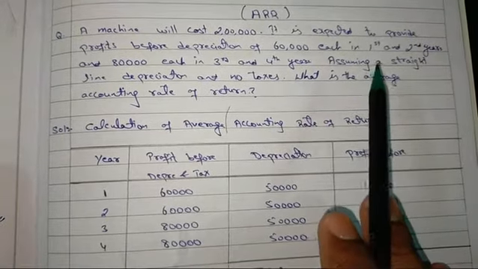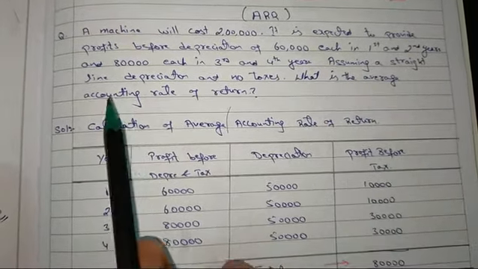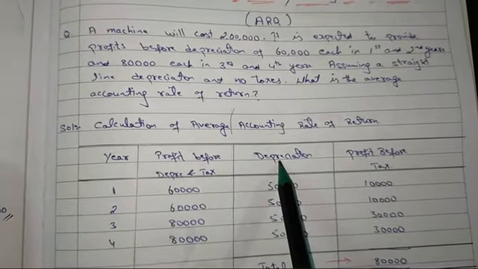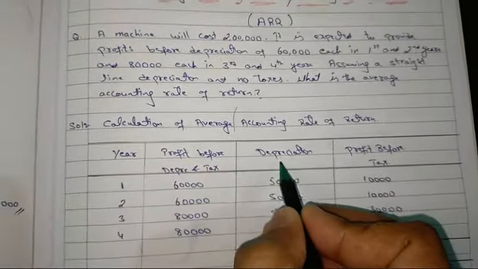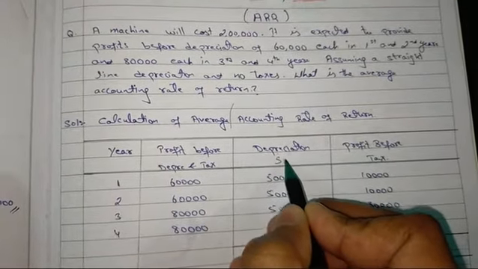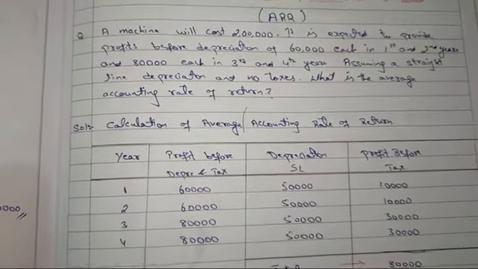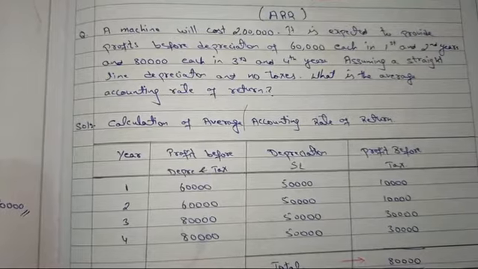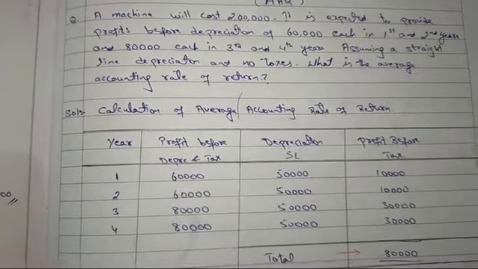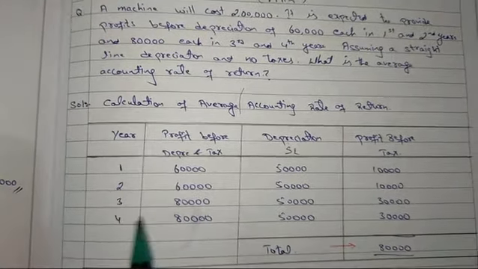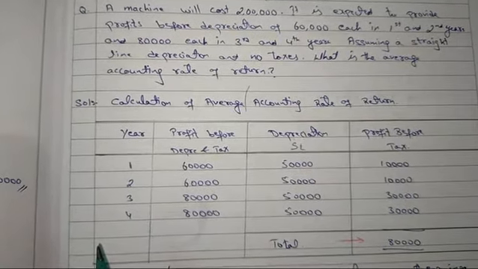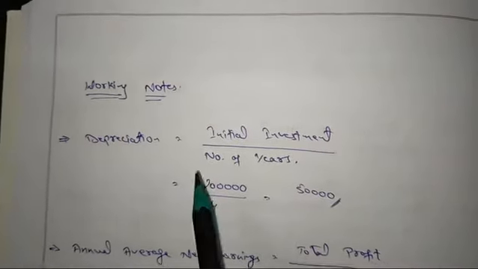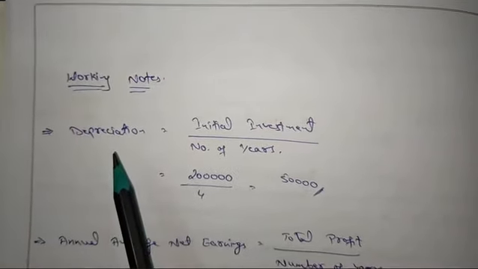Depreciation, SLM. Assuming a straight line depreciation, the depreciation is to be taken with SLM, straight line method. Now in the problem it has not mentioned how much depreciation is to be taken, but we have the formula. With the help of the formula we can find out the depreciation. Here I have done working notes for the depreciation.